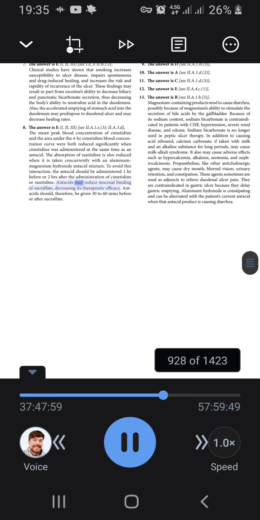Antacids may reduce mucosal binding of sucralfate, decreasing its therapeutic efficacy. Antacids should, therefore, be given 30 to 60 minutes before or after sucralfate.